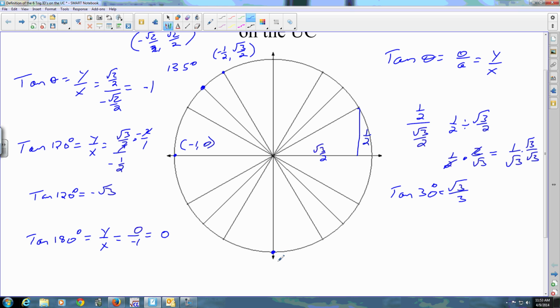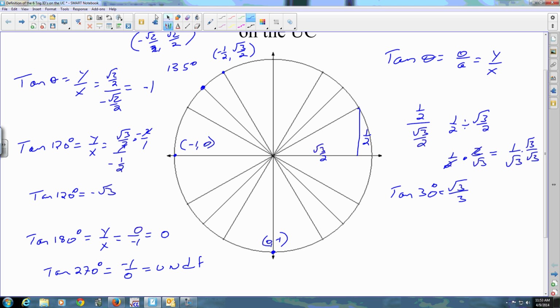Now let's look at this one. That coordinate is 0, negative 1. Tangent of 270 is equal to your y value over 0, which is undefined. Okay?